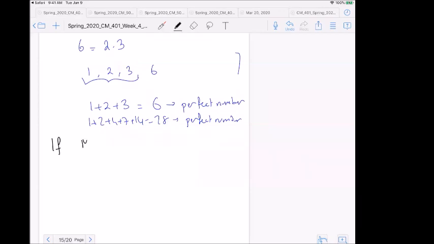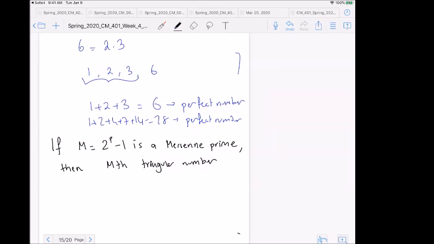If n is equal to 2 to the p minus 1 and is a Mersenne prime number, then the nth triangular number is a perfect number. Remember, the nth triangular number is 1 over 2 times n times n plus 1.